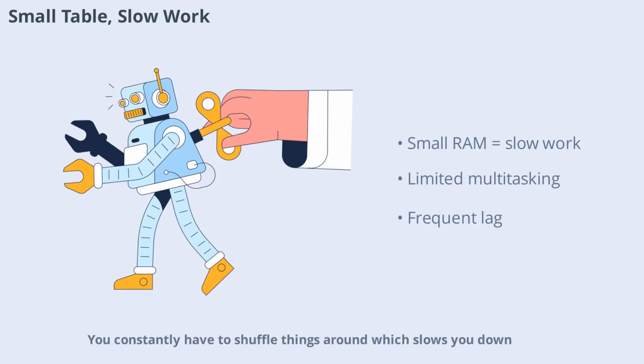Imagine working on a tiny table with barely enough room for your laptop and a notebook. You constantly have to shuffle things around, which slows you down. This is what happens when your device has low RAM. It can only handle a few tasks at a time, leading to slow performance and frequent interruptions. If you try to run a demanding game or multiple apps, your device may lag or even crash.